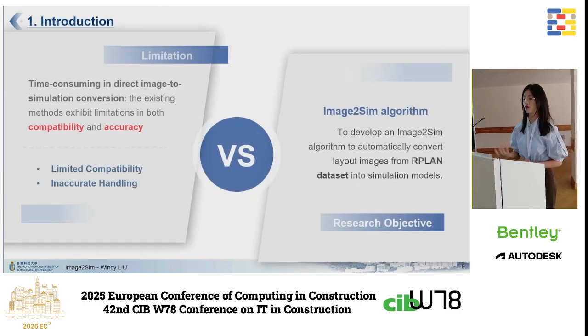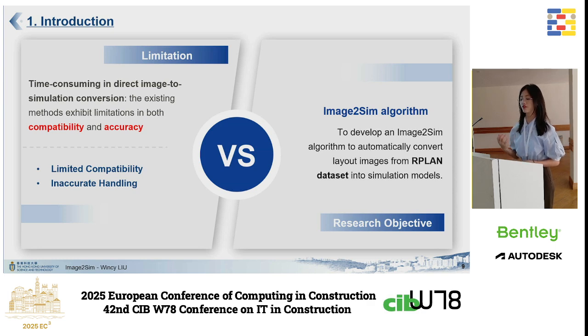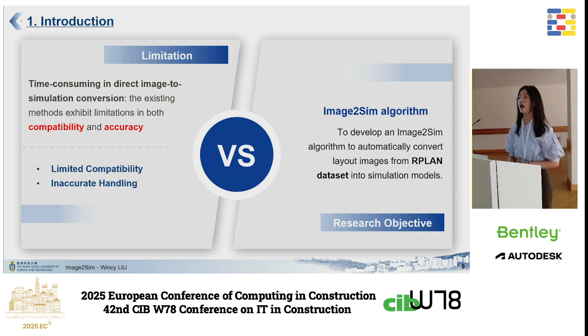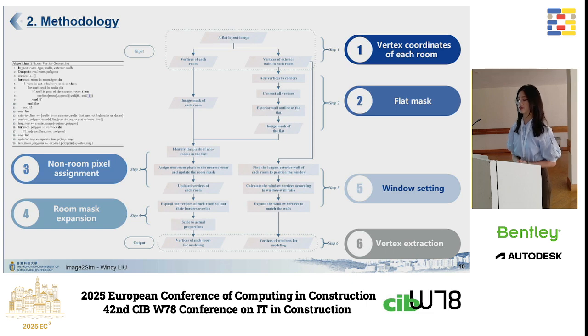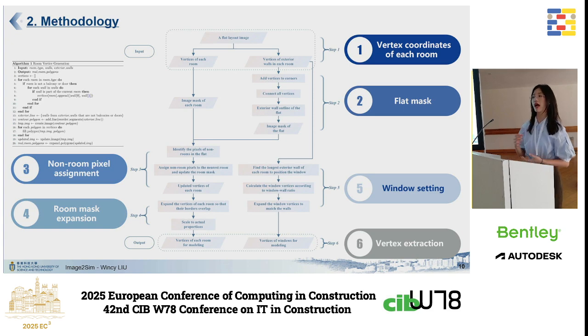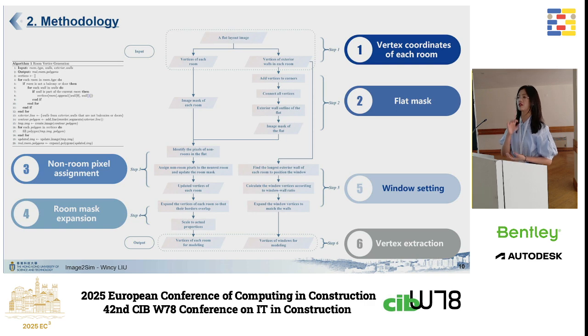So here comes our research objective: to develop a new method to convert the image format into simulation models. We call it the image-to-simulation algorithm, to improve capability and accuracy. Here is the whole workflow of our algorithm. It includes 6 steps. Initially we have the flat layout image as the input, and the output is the simulation-ready coordinates of all the room and window vertices.